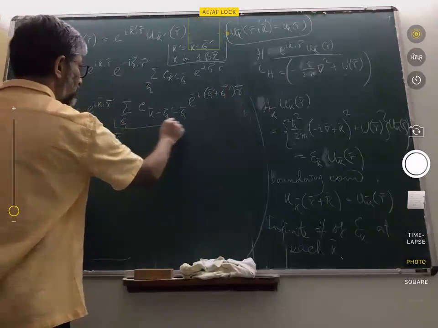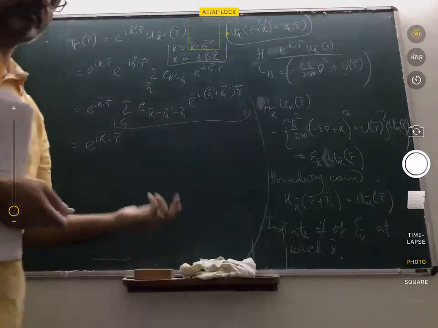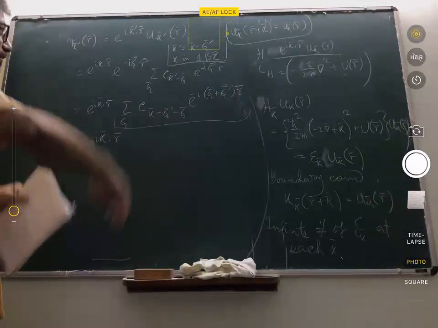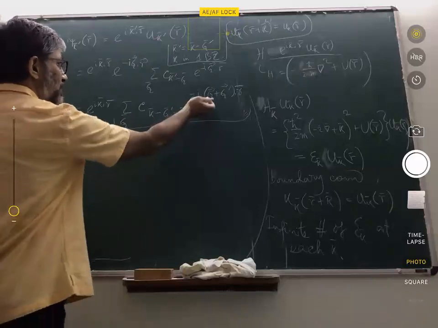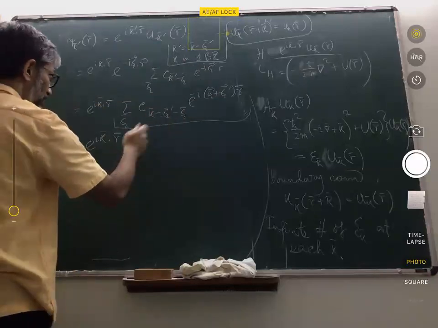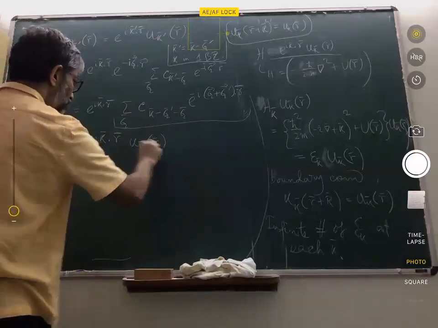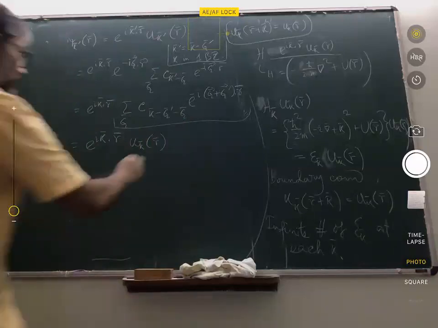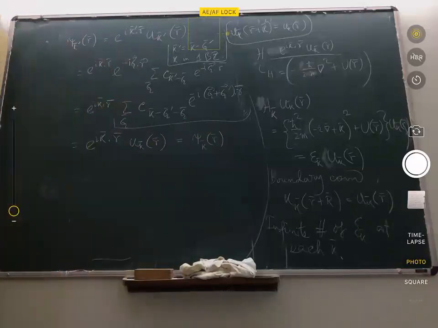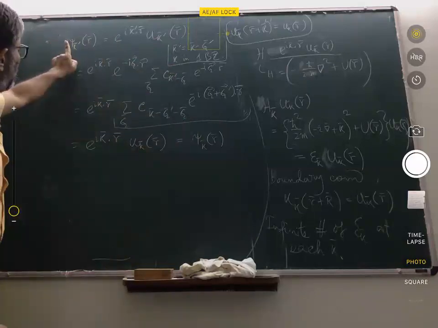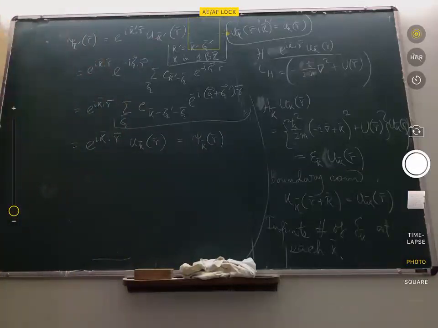But then the sum over all g's and the sum over all g plus g primes are the same thing, because we have essentially an infinite number of g's. So the sum over g and the sum over g plus g prime are going to be the same thing. So then this part remains u k of r. So psi k prime is the same as psi k when k and k prime differ by a reciprocal lattice vector.